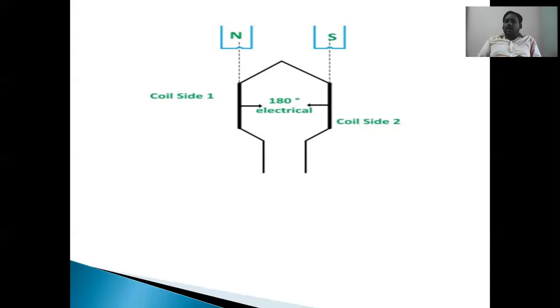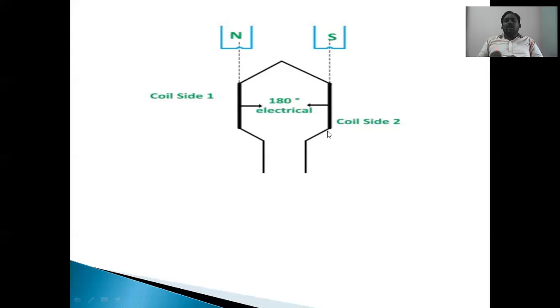Same phase means those two are in the same direction. Also, the angle of this conductor with respect to the north pole and the angle of the other conductor with respect to the south pole are the same. That's why the magnitudes of the induced EMF in coil side 1 and coil side 2 are equal.